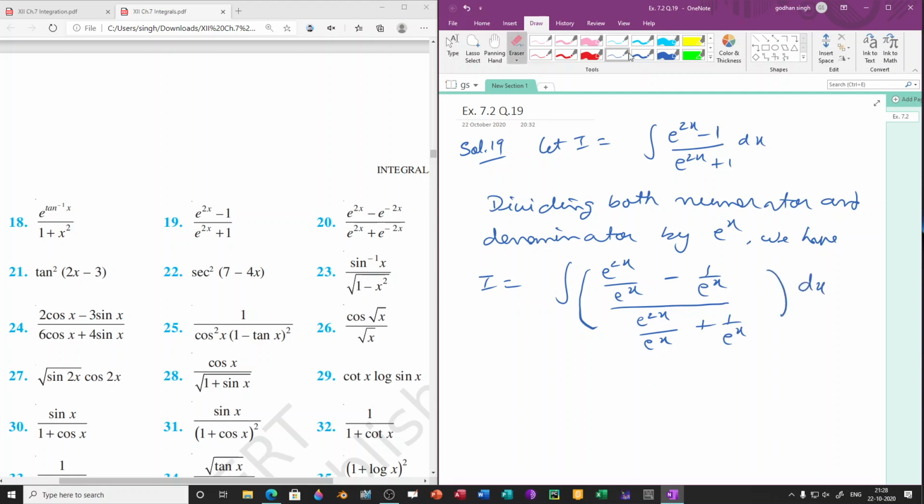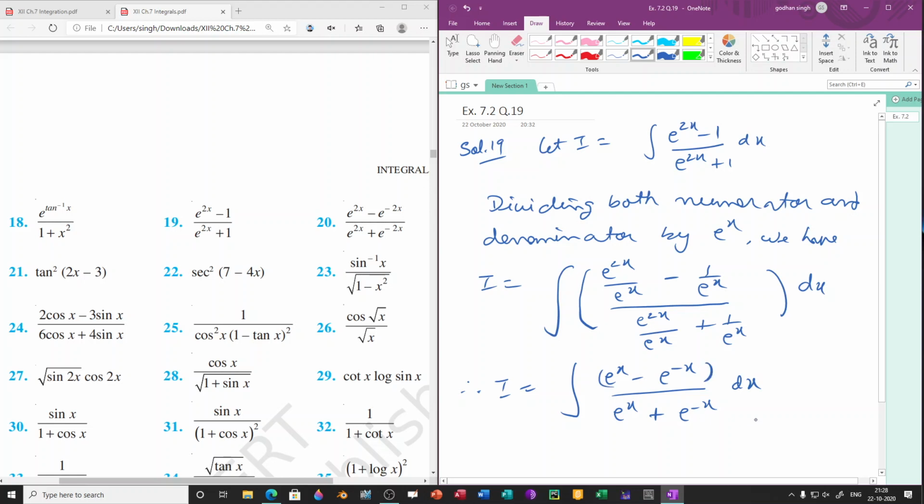So this will give us, therefore I equal to, simplifying it, we get (e^x - e^(-x)) over (e^x + e^(-x)) dx. Now if you take the denominator as t, what will we be getting? On differentiation, we will be getting e^x, this will become minus e^(-x) dx as dt. So let us do that one.